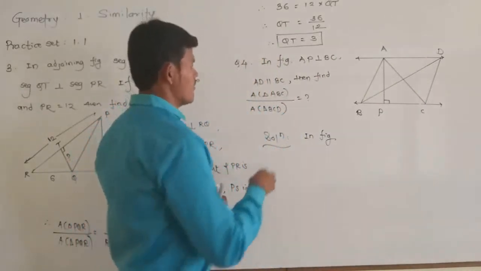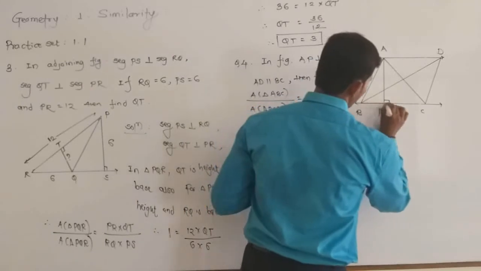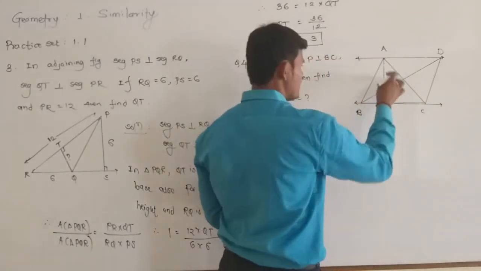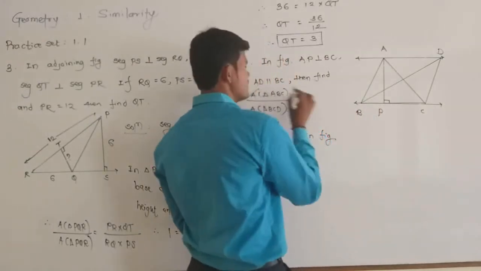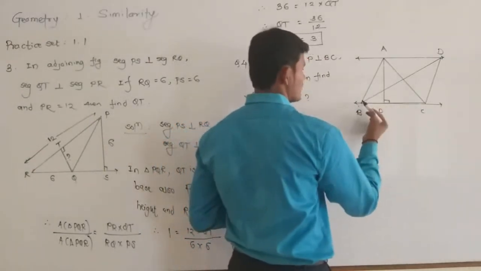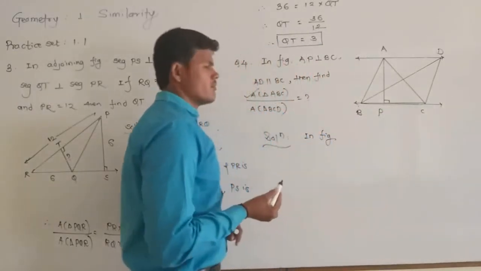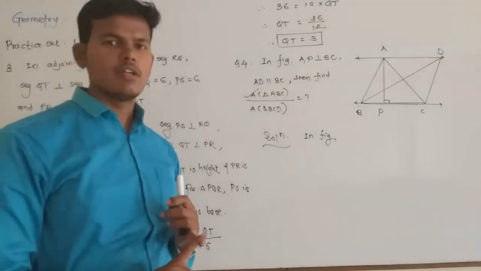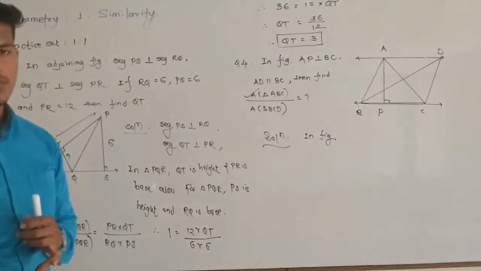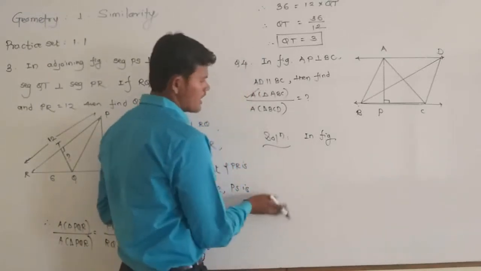As well as for triangle ABC, BC is the base. Why? Because AP is perpendicular to BC. So for triangle ABC, BC is the base, and for triangle BCD, BC is also the base. That means for triangle ABC and for triangle BCD, their heights are equal as well as their bases are equal. That means the ratio of areas of the triangles is also equal.